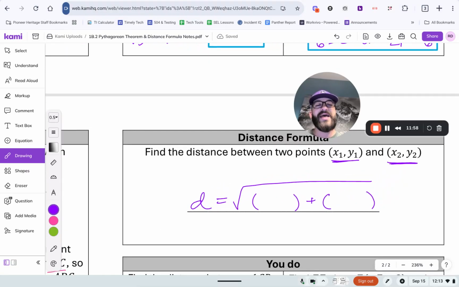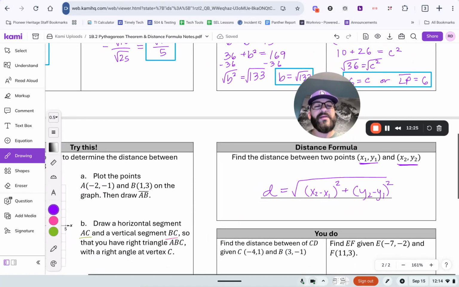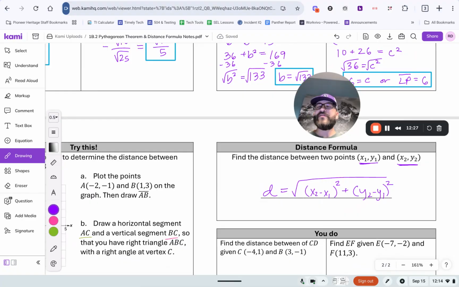So this x distance would always be represented by x2 minus x1. It's that distance I traveled from my first point to my second point. My y distance would always be y2 minus y1. That's the distance traveled in the y direction. These are going to give me the lengths of that Pythagorean theorem triangle that I'm building. So I still need to square both of these. And that's really all there is to it, y'all, for the distance formula.